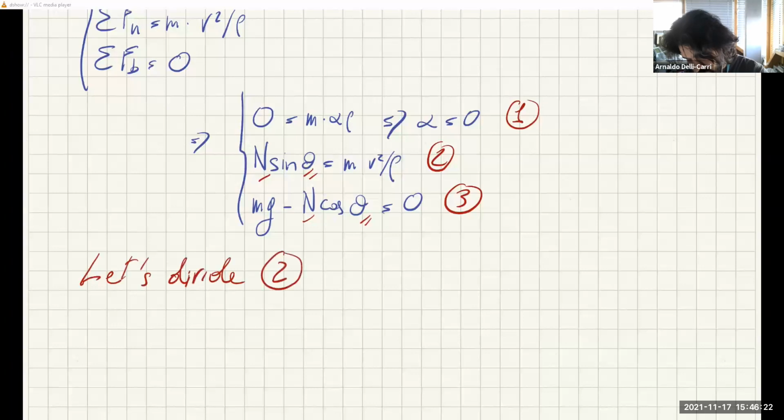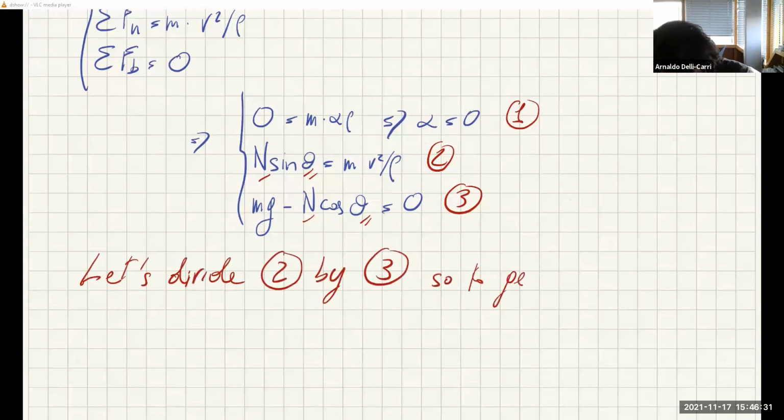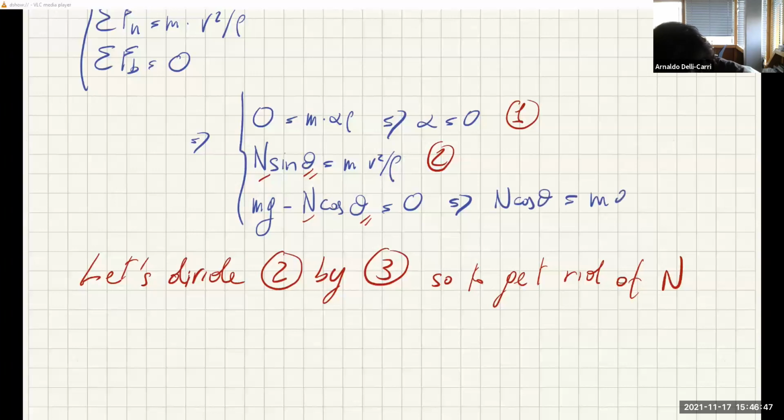2 by 3, to get rid of n. I would also like to rewrite equation 3 in another way. So this one is n cosine theta equals mg. Otherwise it looks like we are dividing by 0, which is very odd.